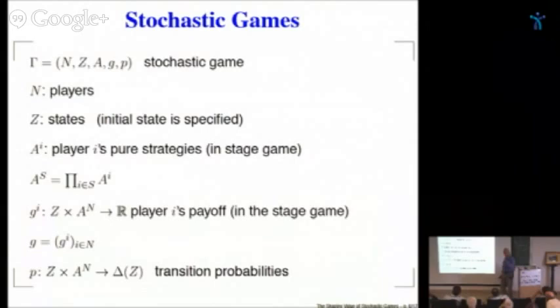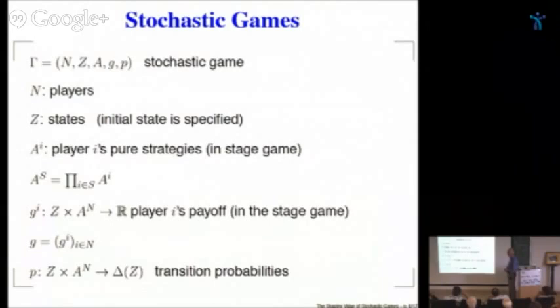And obviously, any analysis that you can do when the initial state is fixed, you can also do when the initial state is not fixed by just thinking of a first move where the initial state is chosen. And here, A superscript S is the set of strategies available to player i. And now the payoff at every stage of the game depends on the state at that time and the strategies chosen by every player.